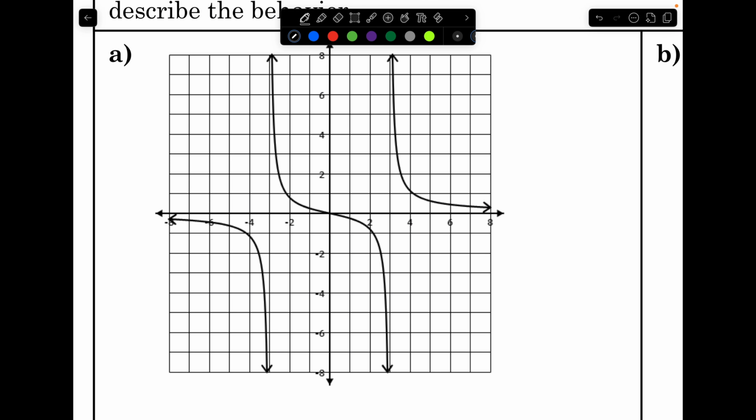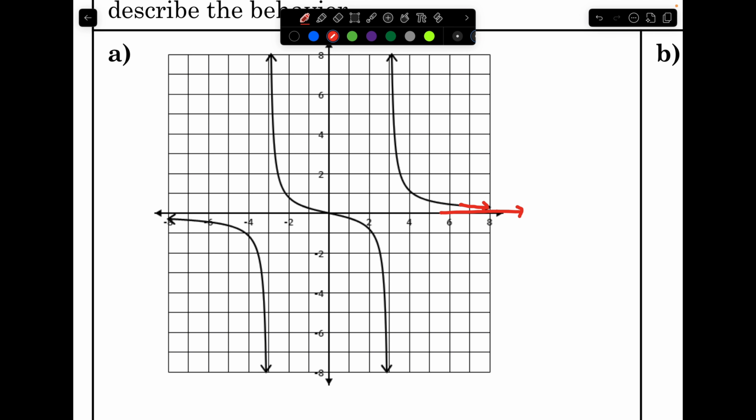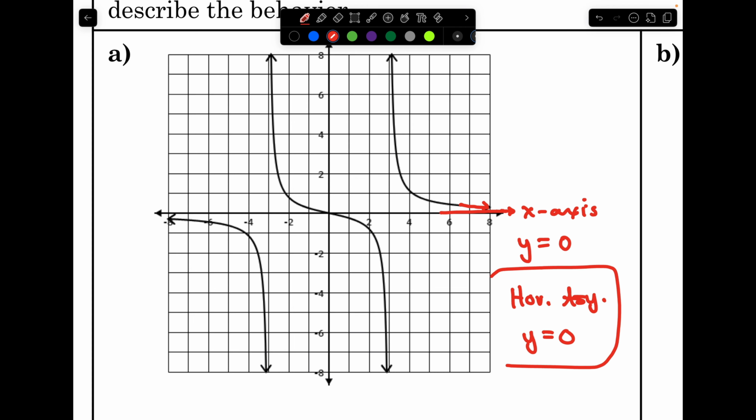To identify the location of the horizontal asymptote given a graph, we want to look at the end behavior. So we look at the very far right. We see that it's leveling off along the x-axis. I'm sorry, that's not the y-axis. This is your x-axis, which is the equation y equals 0. So this is the location of your horizontal asymptote, the horizontal line y equals 0.